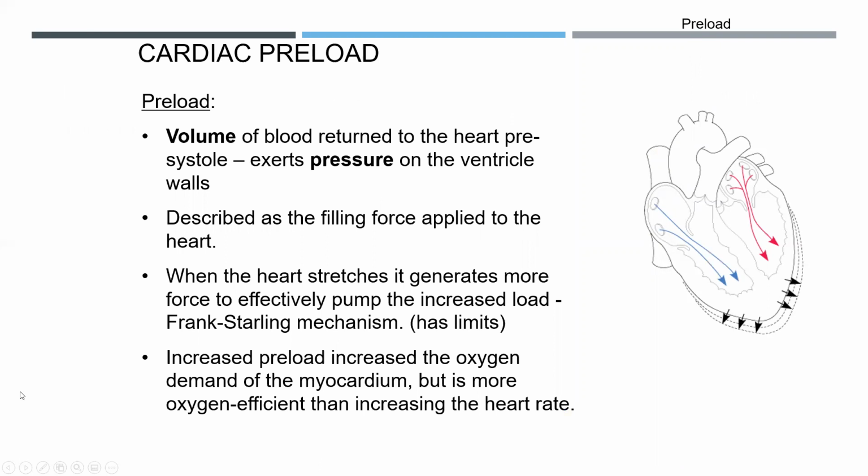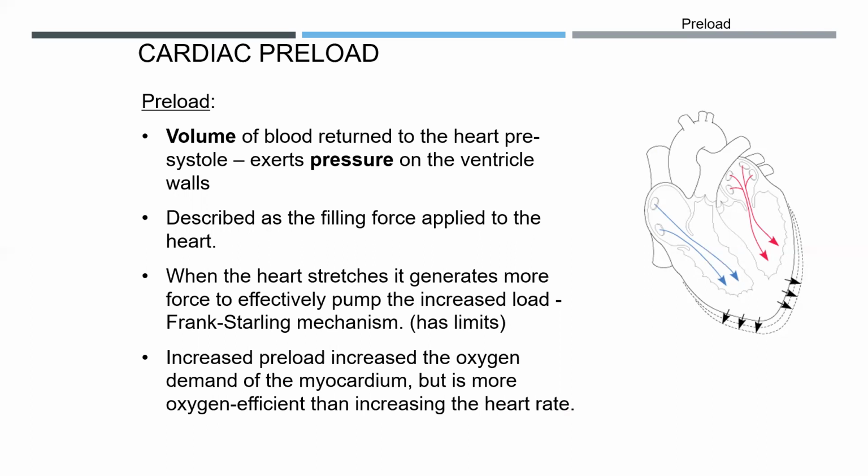Now, when we look at cardiac output, we look at a few different indicators, and the first is cardiac preload. So preload is the volume of blood returned to the heart pre-systole, okay? And it exerts pressure on the ventricular walls. Sometimes we'll also call this filling force. And what happens with preload is as the heart stretches, it generates more force to effectively pump the increased load. And we call this the Frank-Starling mechanism.